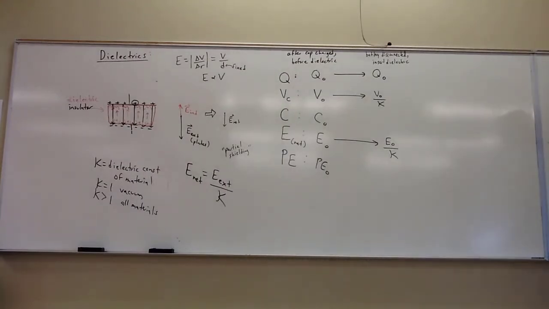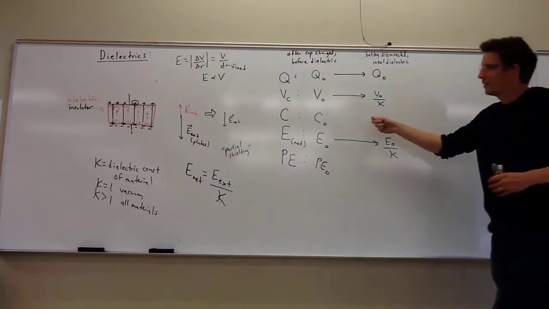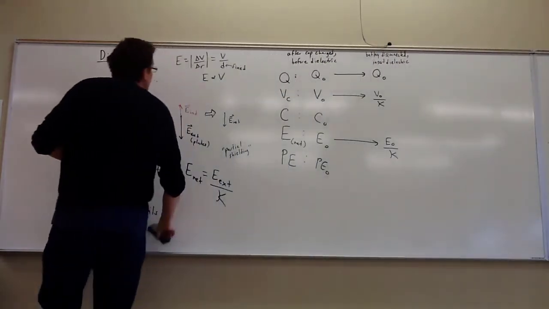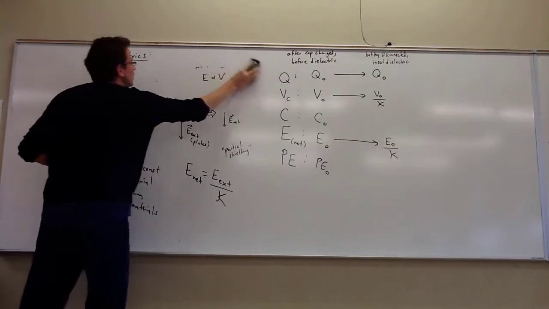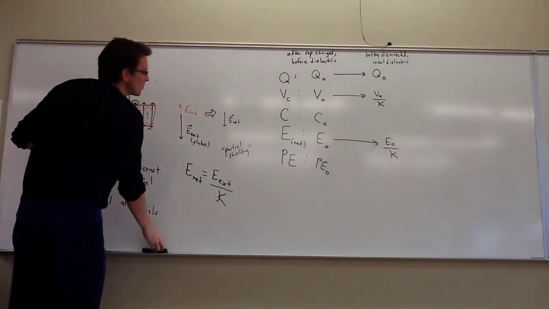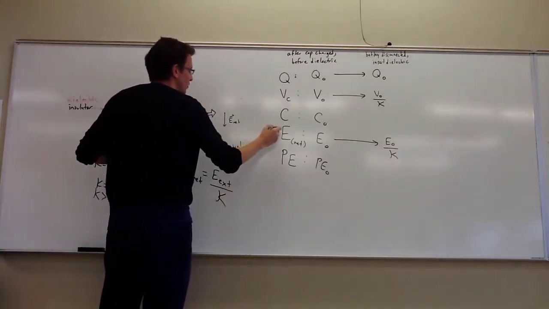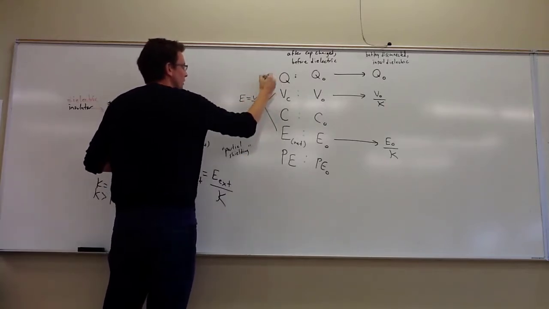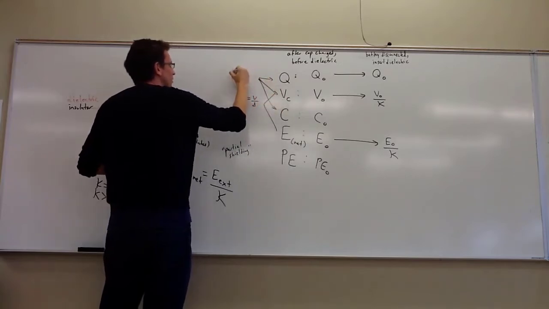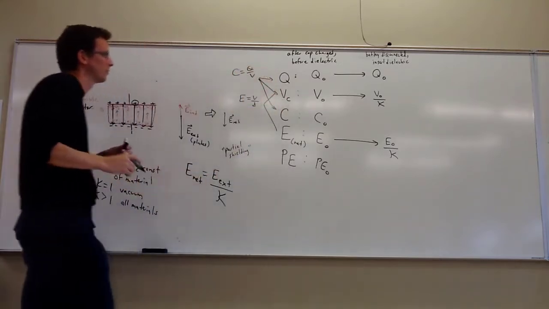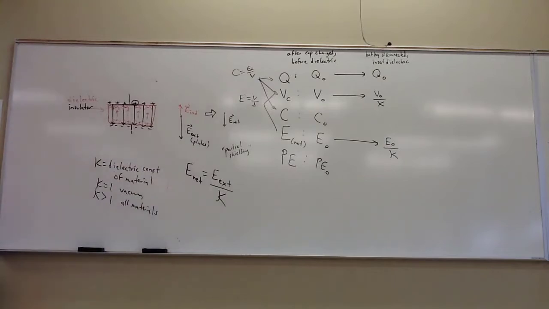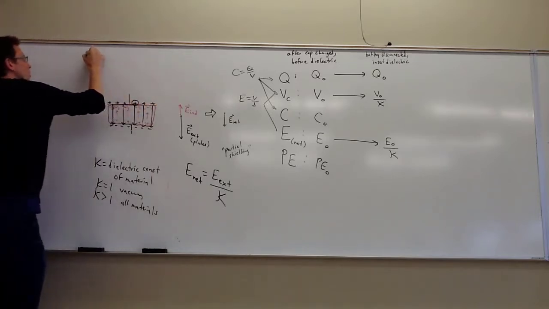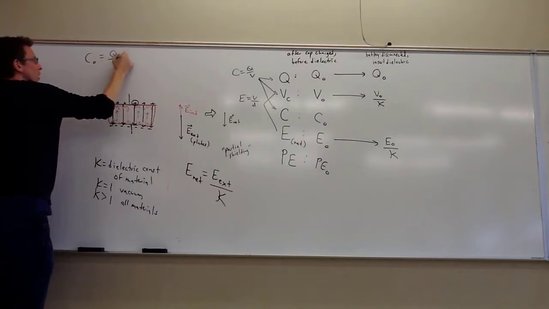Okay, so let's find out about the capacitance. Of course, just like you can always relate these two, E equals V over D, you can always relate these three by C equals Q over V. So once you know about two of them, you can find out about the third. So let's take a look. Well, initially the capacitance was Q naught over V naught.